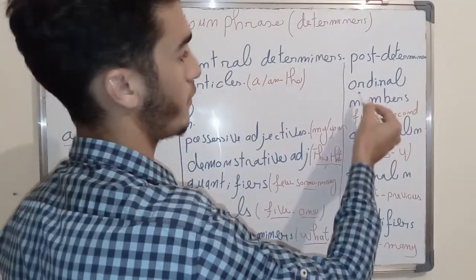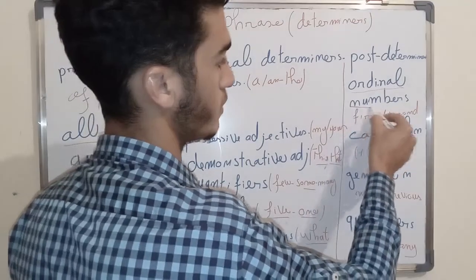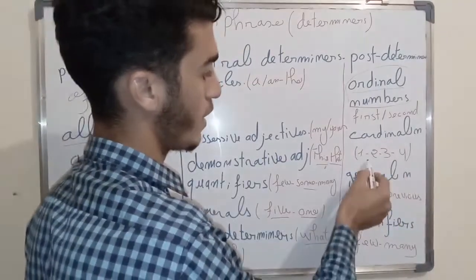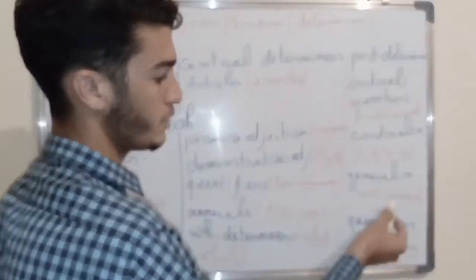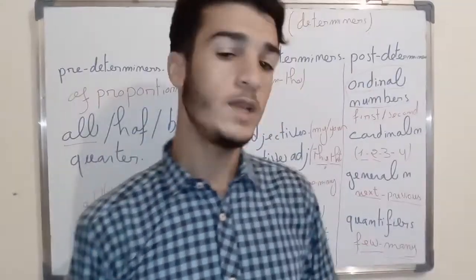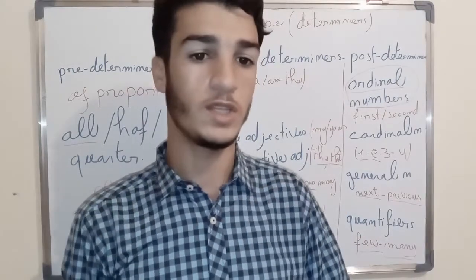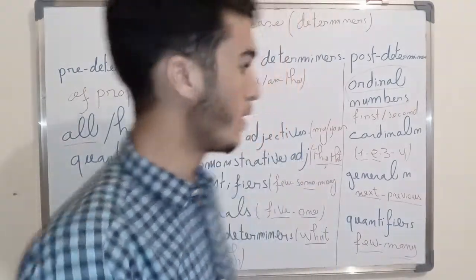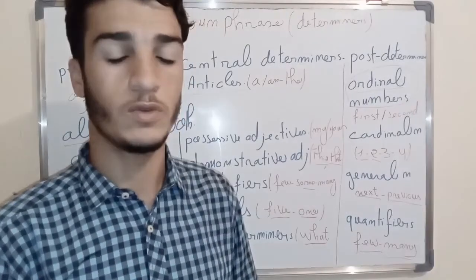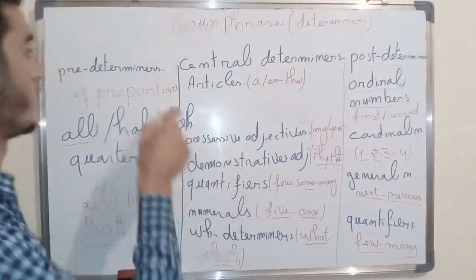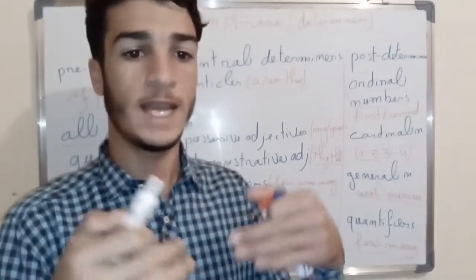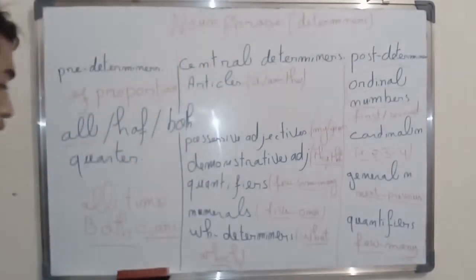And post-determiners, we have ordinal numbers like first, second. Cardinal numbers, we have 1, 2, 3, 4. General ordinals, we have next, previous. And quantifiers, we have few and many. Now we have seen the determiners. We have predeterminers, central determiners, and post-determiners. This is the order in which we find the determiners put when it comes to the noun. It means we always find a predeterminer, then the central determiner, then the post-determiner, if they are all put before a noun. Okay, we will see that practically.